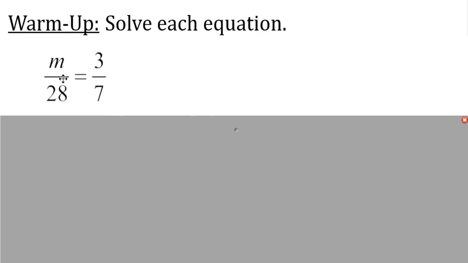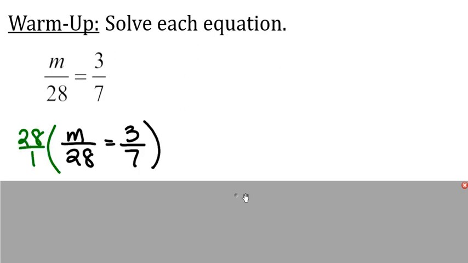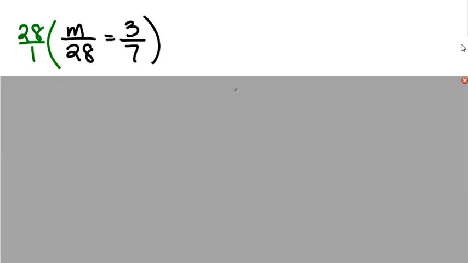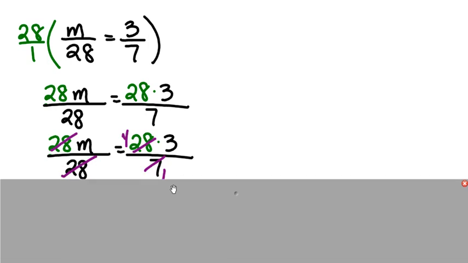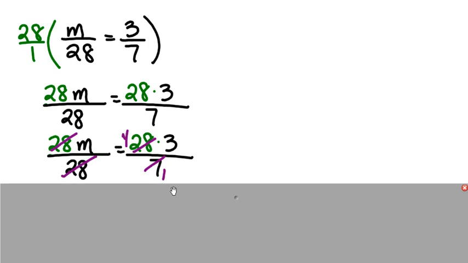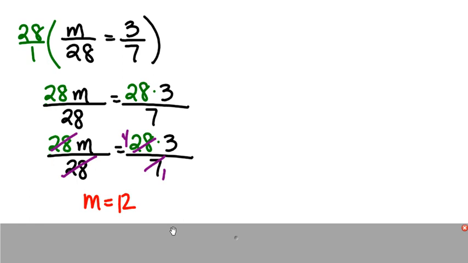So here we've got m being divided by 28. We know 28 comes from 4 times 7, so if it's being divided by 28, if I multiplied each side by 28, that would undo that. And we know 7 is also a factor of 28, so by multiplying by 28, we're also undoing the division by 7. So by multiplying by that common denominator of 28, let's see what happens. Again, 28 will divide out, 7 will divide out, so we're left with m equals 4 times 3, which is 12.